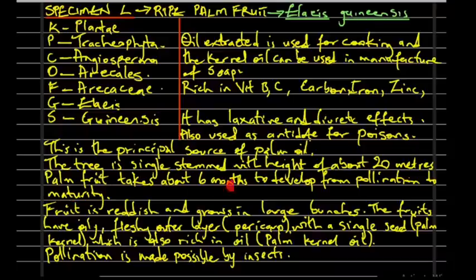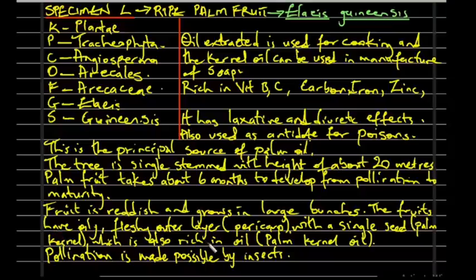The palm fruit takes about 6 months to develop from pollination to maturity. The fruits are reddish in color and then they grow into large bunches. The fruits have an oily, fleshy outer layer, which is called the pericarp. The actual part that is used in the production of the palm oil is oily and fleshy. That is the pericarp. And it has a single seed inside its nut, which is called the kernel.